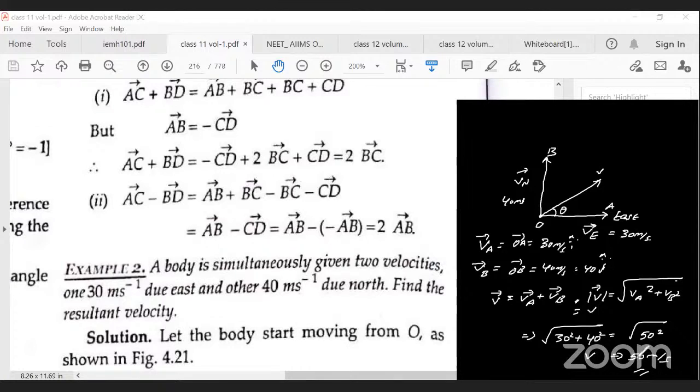Okay. So whatever the question they have given, you have to redraw the vector diagram. When you draw the vector diagram, it will be very easy. Please take it down. There will be many questions like this. So one by one we'll solve it. Note it down.